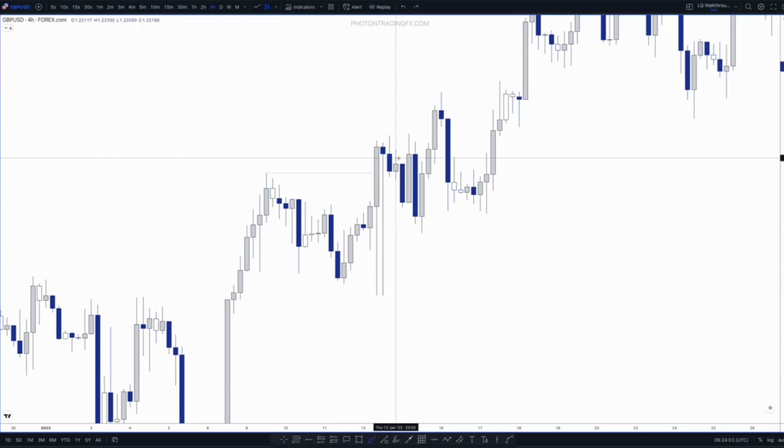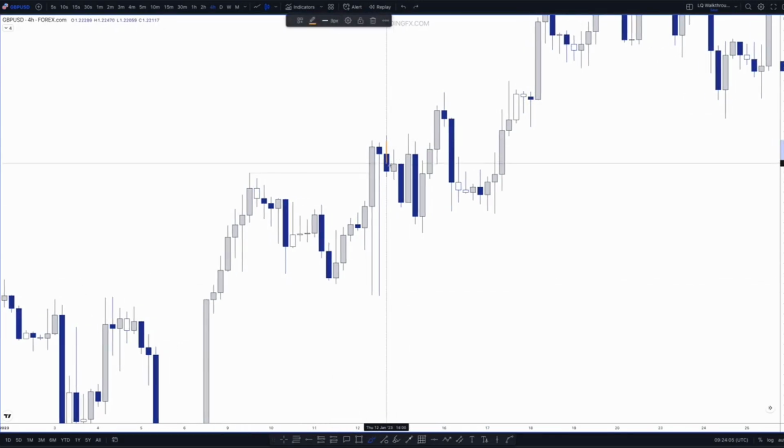After that low had already been swept there. And then we get another mini one here. So price comes down, pulls up, comes down, sweeps the liquidity below that low. Another break of structure to the upside. That then becomes your next sweep POI.